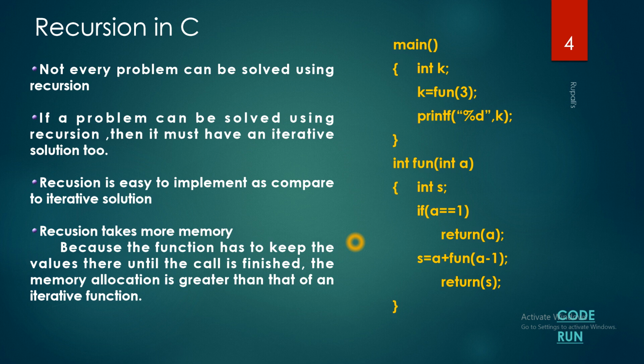Recursion is easy to implement as compared to an iterative solution. Recursion takes more memory. Why? Because the function has to keep the values there until the call is finished. So the memory allocation is greater than that of an iterative function.